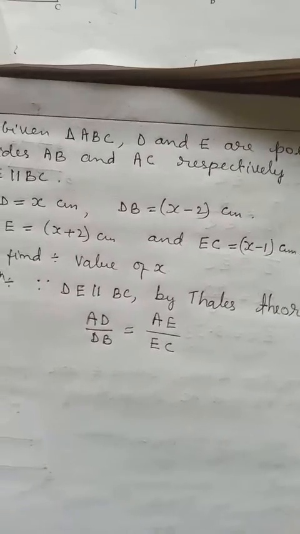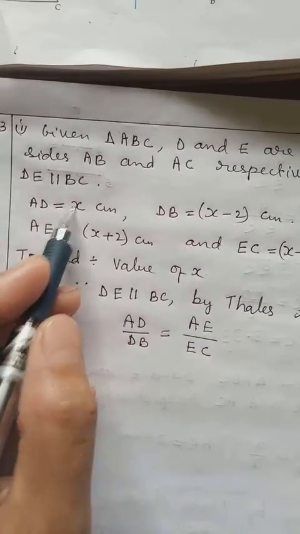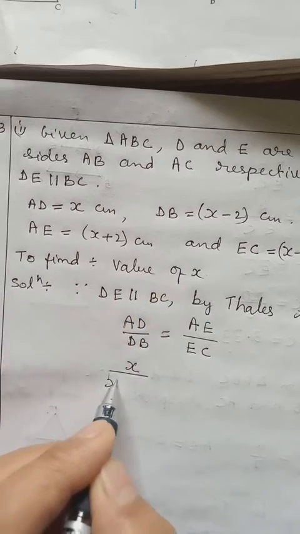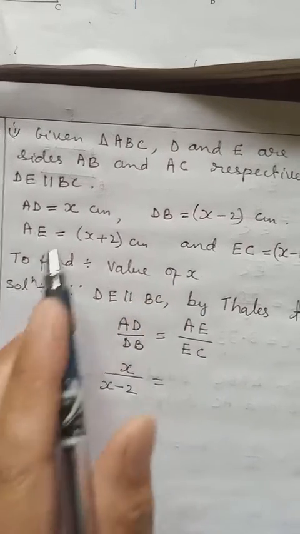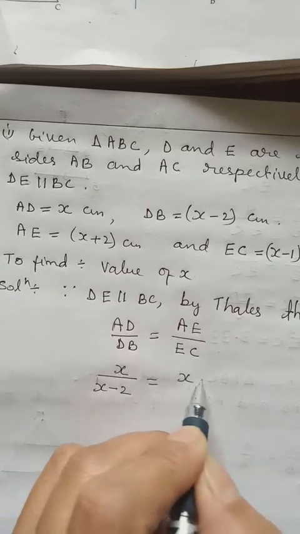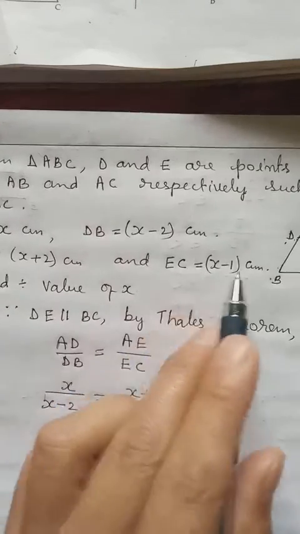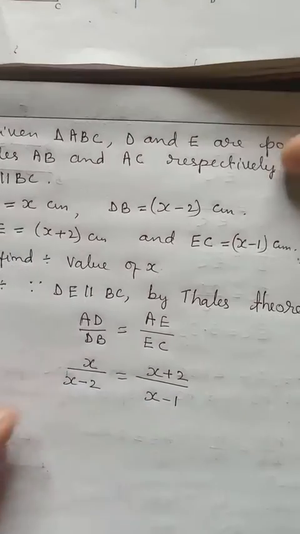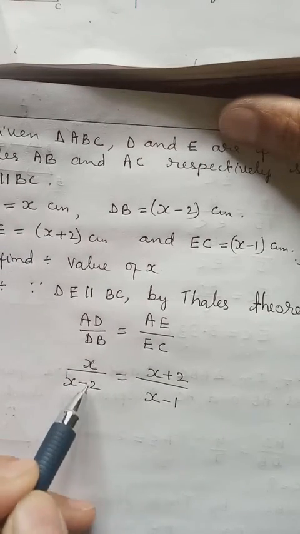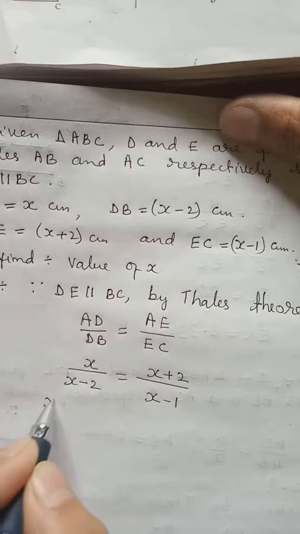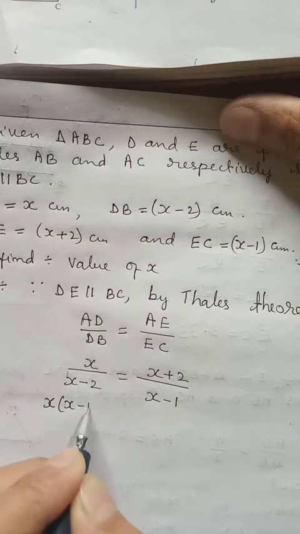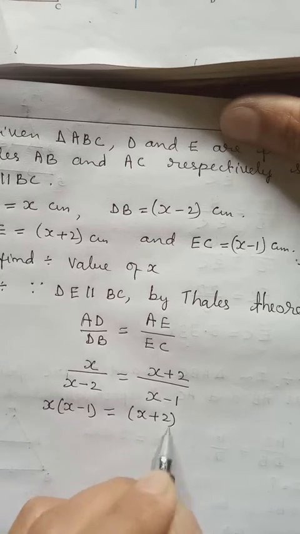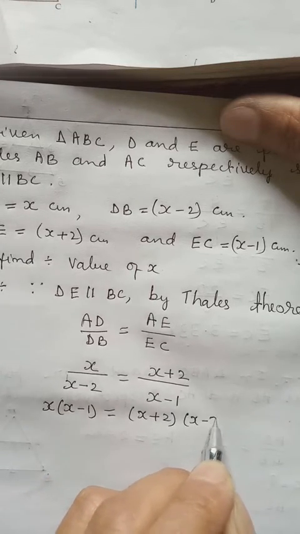So now let us replace the values. AD here we have x. DB we have x minus 2 equal to AE, we have x plus 2. Then EC we have x minus 1. We have a fraction, so let us cross multiply. This one we cross this side, this one we cross this side. So we have x minus 1 equal to x plus 2 into x minus 2.